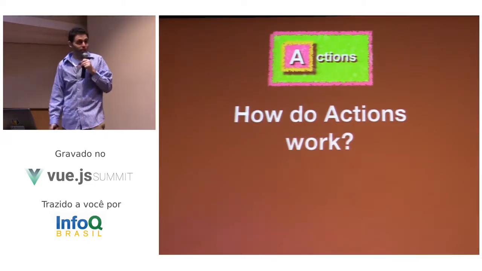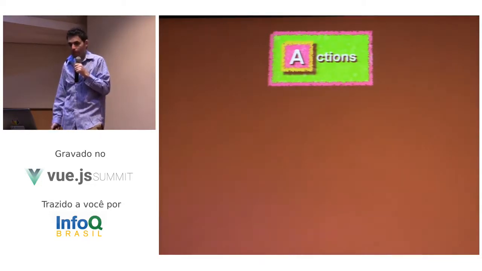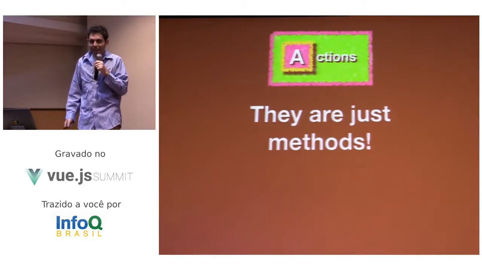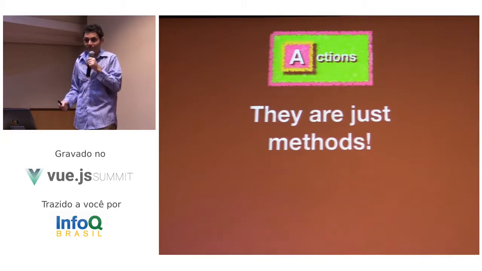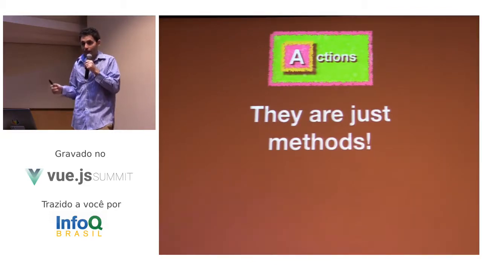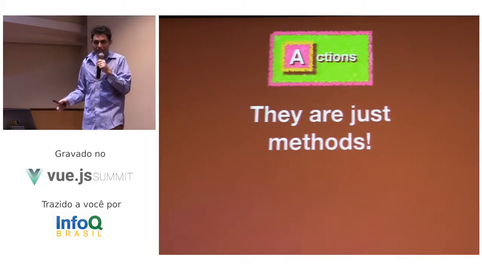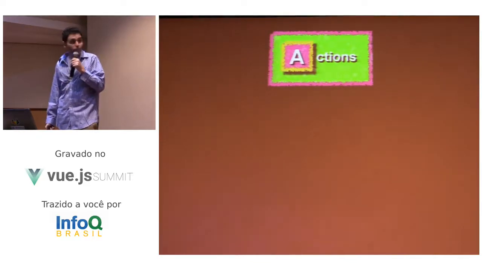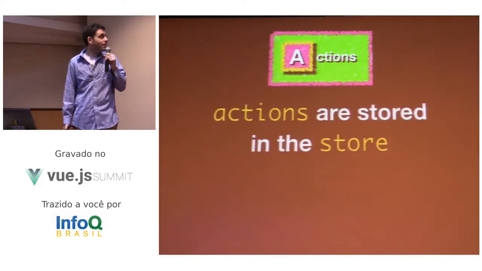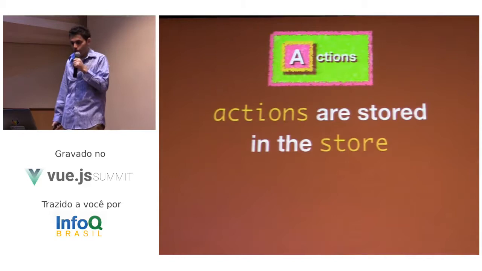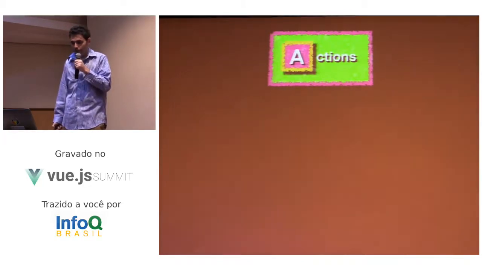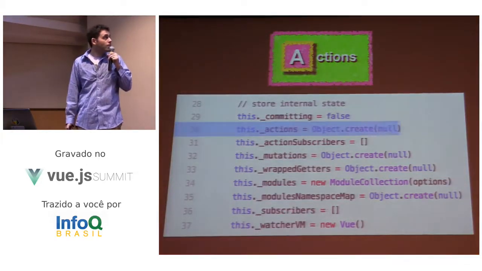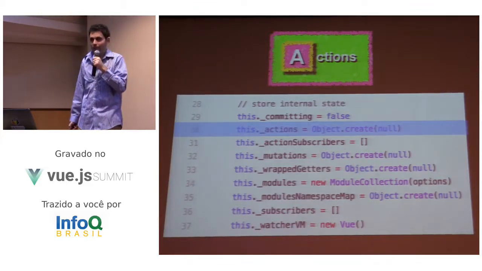So how do actions actually work? What are actions? Actions are just methods. The only difference between them is that actions can return promises. Otherwise, they should have just named them methods, right? So check this out. Actions are stored in the store in a private variable. So check this line out. There's the actions. It just stores it.